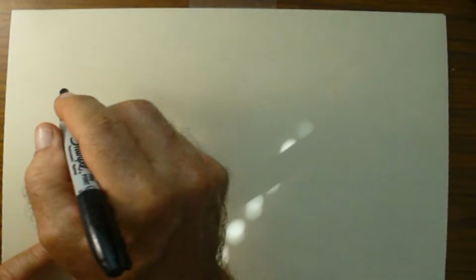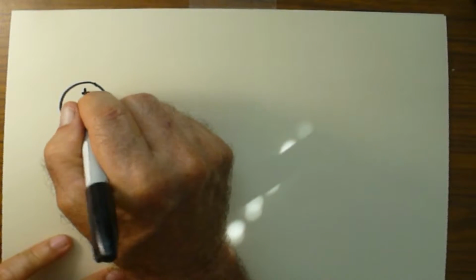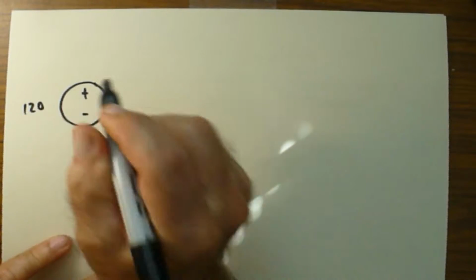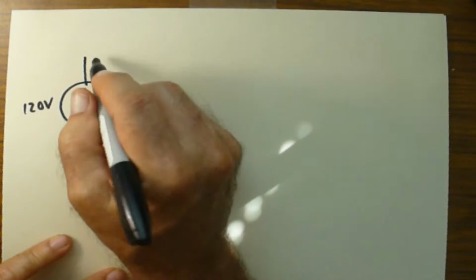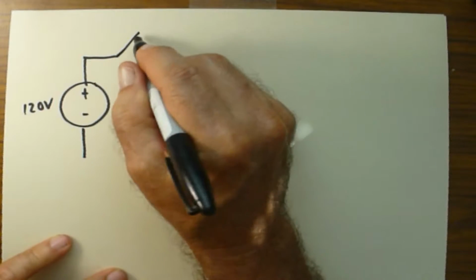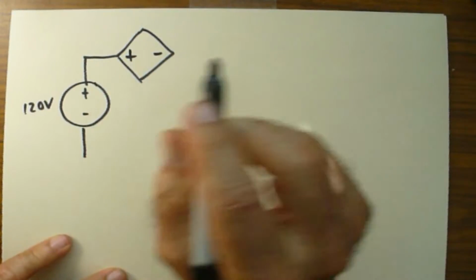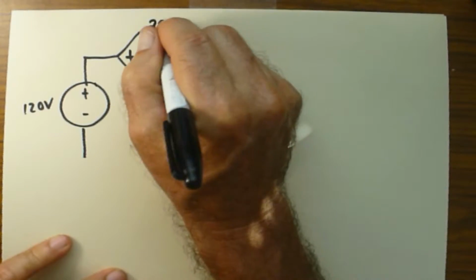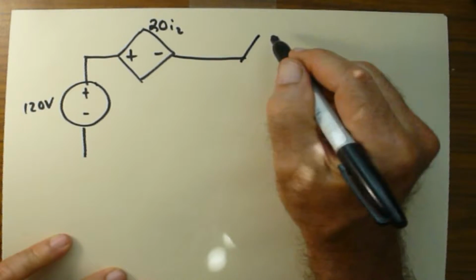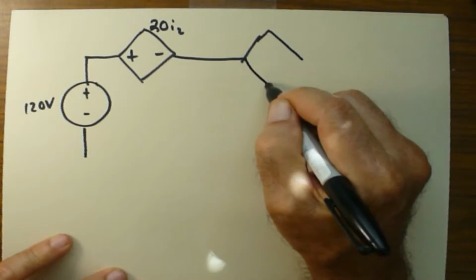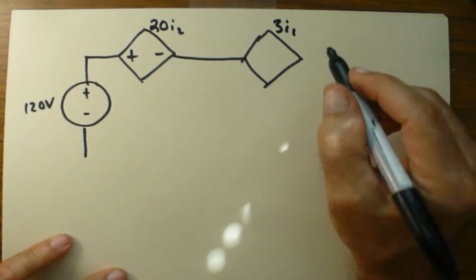In this problem, we have several sources. We have a plus and minus 120 volts, so we have a fixed power supply here. We have a dependent power supply here, which is going to be plus, minus, and that's going to be 20 I2. And then we have another dependent voltage source, and that will be 3 times I1.